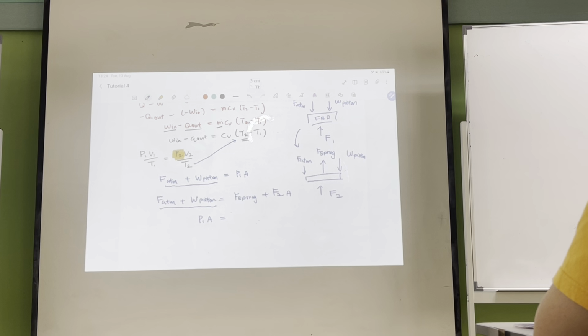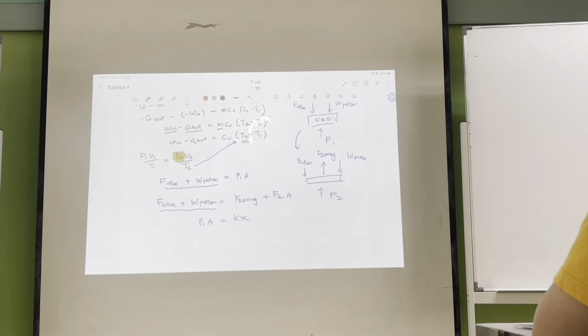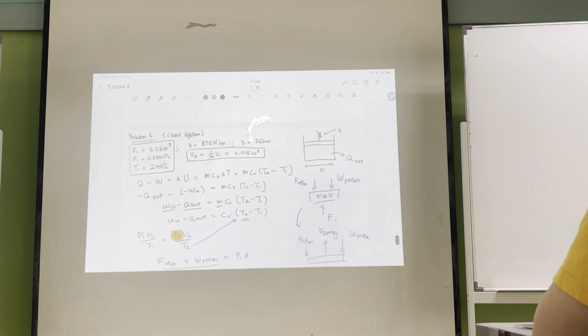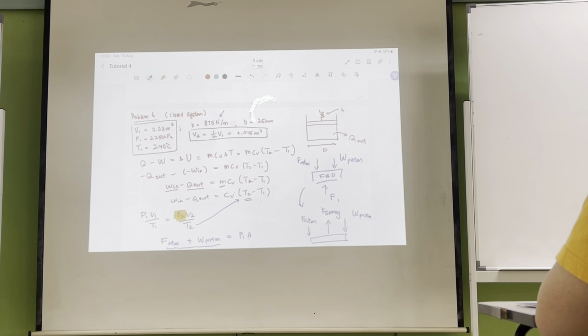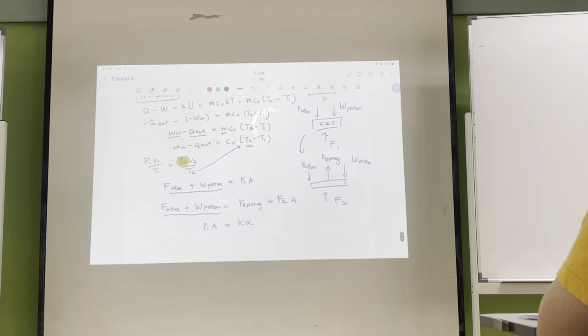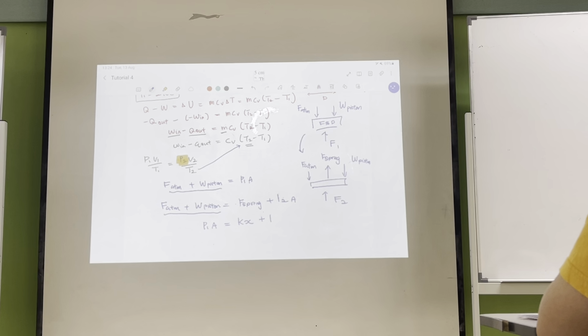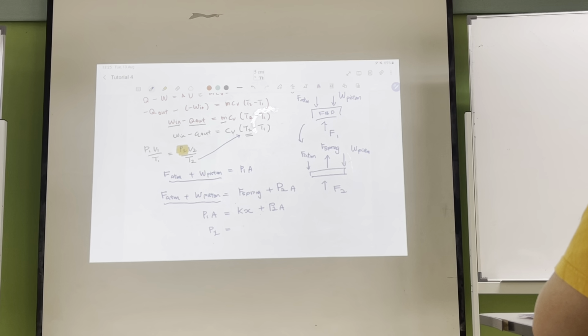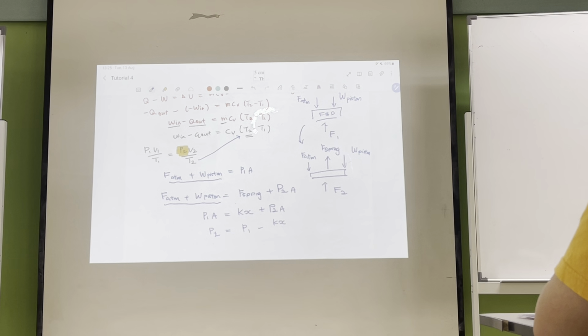How do you calculate force from the spring? Kx, where x is the change in the length of the spring. K is given, but you need to be careful of the unit here because this is in newtons per meter. We always calculate pressure in kilopascals, so be careful about that. Then here, this one is P2, sorry, not F2, it's P. So P2 A. From here you have the P1 value, and P2 equals P1 minus Kx over A.